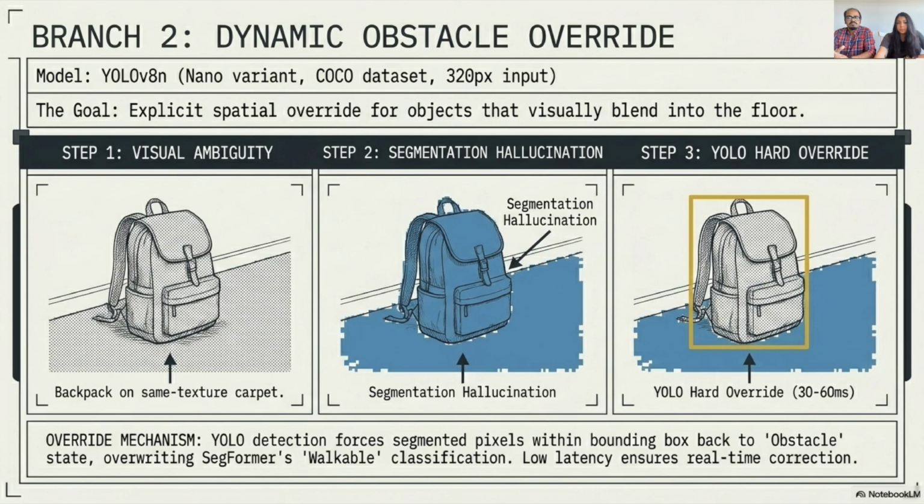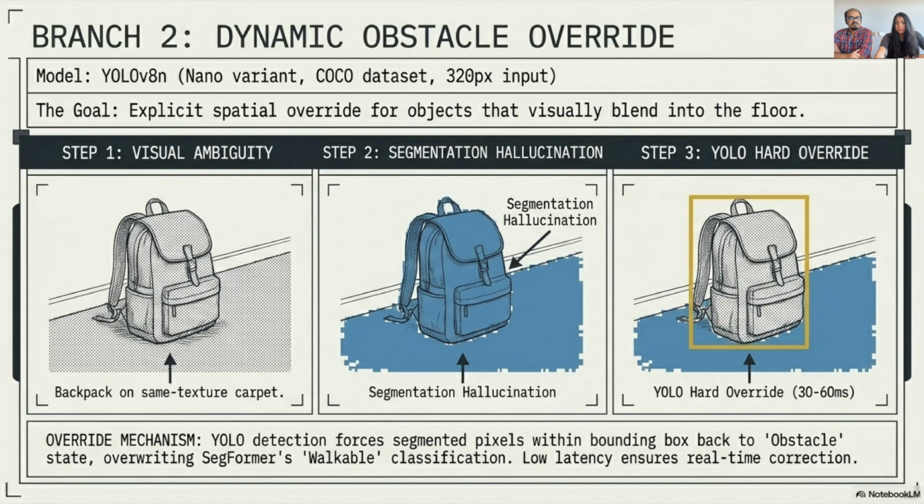I'm going to talk a little bit more about the dynamic obstacle override. YOLO version 8 Nano, the Nano variant, is pre-trained on a dataset called COCO, with a 320 pixel input and 30 to 60 millisecond inference. The question is, if we already have semantic segmentation, why do we need object detection? There's a 3-panel answer. Step 1 is visual ambiguity. A backpack on the carpet has similar texture and color, so to a pixel level classifier, the backpack looks statistically similar to the carpet pixels.